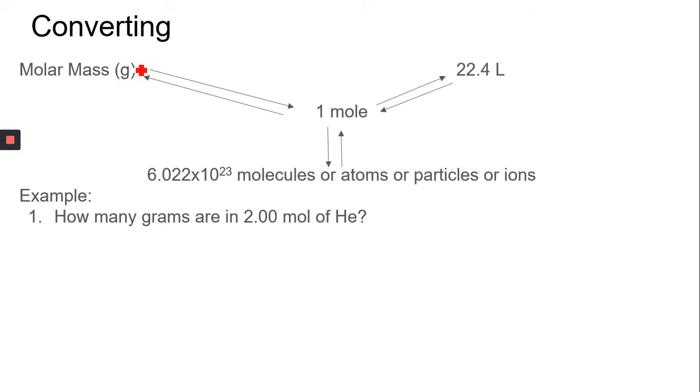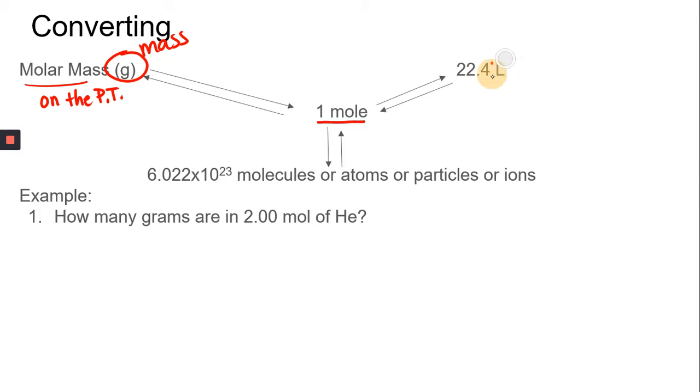So if you are given grams, which is our unit for mass, you're going to use molar mass in your conversion. So remember that molar mass is on the periodic table. It's the decimal number. If you are looking for or starting at moles, you use 1 with mole.